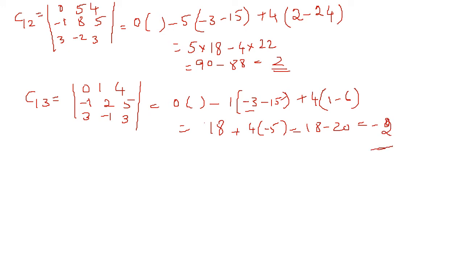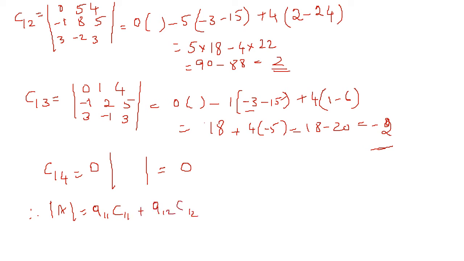So next is C14. For C14 we know that it is 0 into the determinant, which will give 0. Therefore we can write determinant of A is A11 C11 plus A12 C12 plus A13 C13 plus A14 C14. We'll substitute the values in the respective terms.